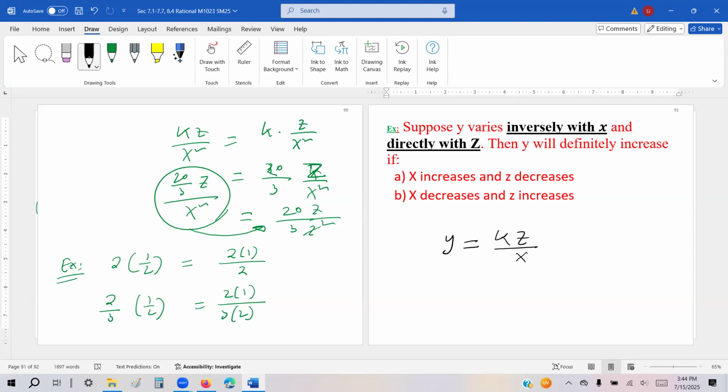Now they're asking which one of these is true. If you want, definitely you want Y to go up. How Z has to change? Does Z go up or Z go down? Z has a direct relationship, so if Y is changing, how does Z have to change? Going up or going down? Up. So Z has to go up because Y is going up. Now if Y is going up, X has to go which direction? Down.